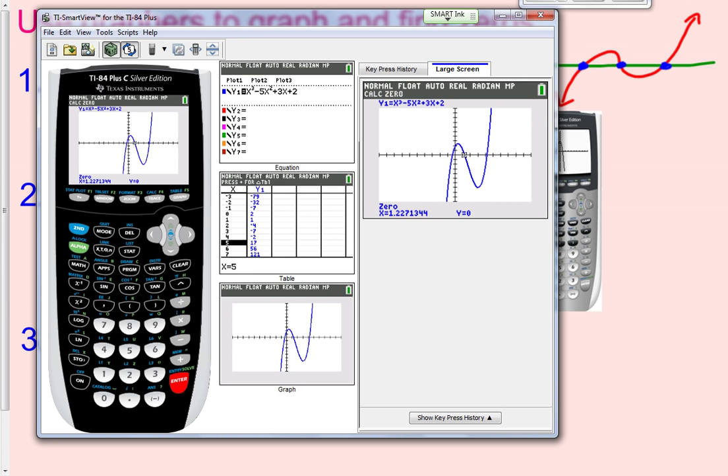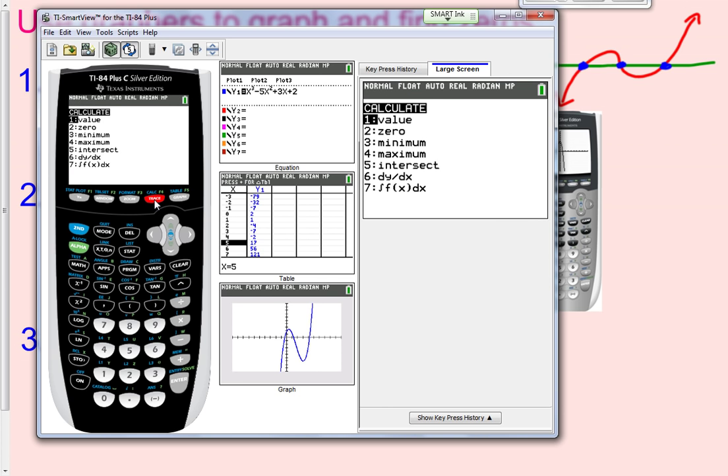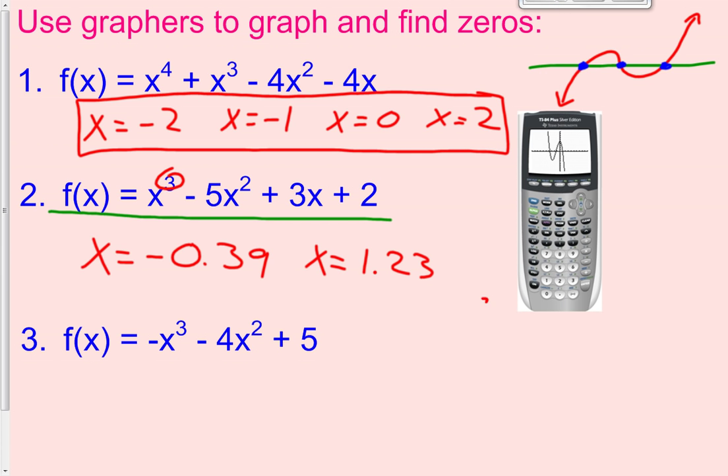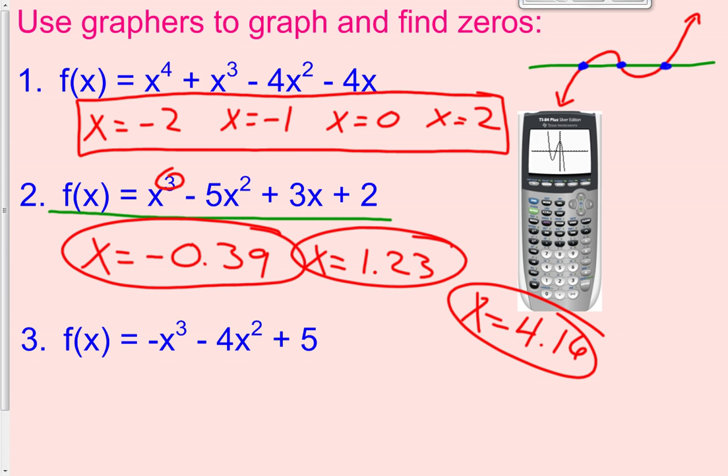There's still one more 0 that I need to find. So let's go back here again. I now want to find this one. It looks like it's right at about 4 or so. So let's find out where it is using our trace button. Second, trace, which is our calculate. Number 2, which is our 0. Go left of that 0. So right about there. Enter. Get to the right side of the 0. There. And then try to get on top of the 0 as close as you can. This time it doesn't let me get too close, but that's alright. Press enter one more time, and there it is, 4.16. 4.16 is my last one. X equals 4.16. So there's my 3 zeros, class, and I did that just by using my graphing calculator.